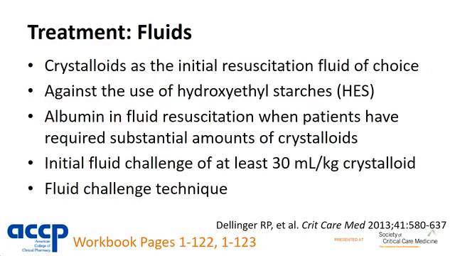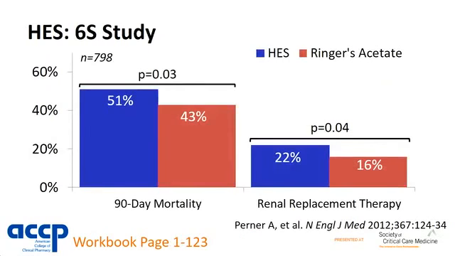Which fluid to pick? Again, we've talked about the SAFE study a bit. But usually crystalloids are the initial fluid of choice. We shouldn't use hydroxyethyl starches. Albumin is only recommended when you've given substantial volumes of crystalloids. We should use a fluid challenge technique to get to that 30 mLs per kilo of crystalloids.